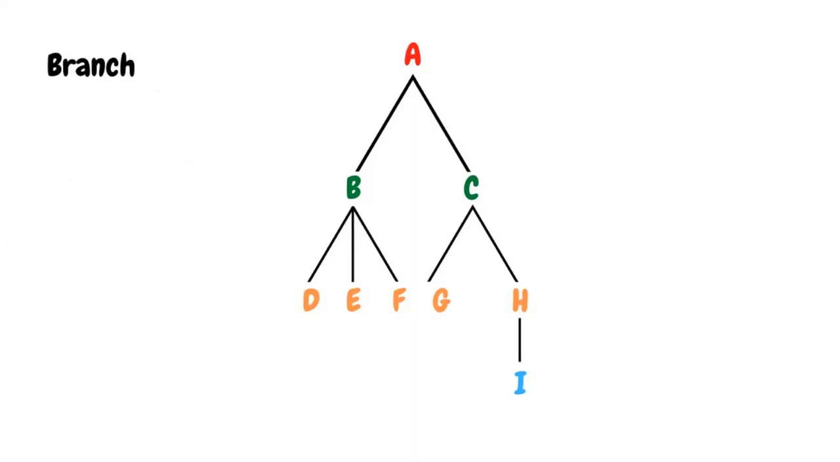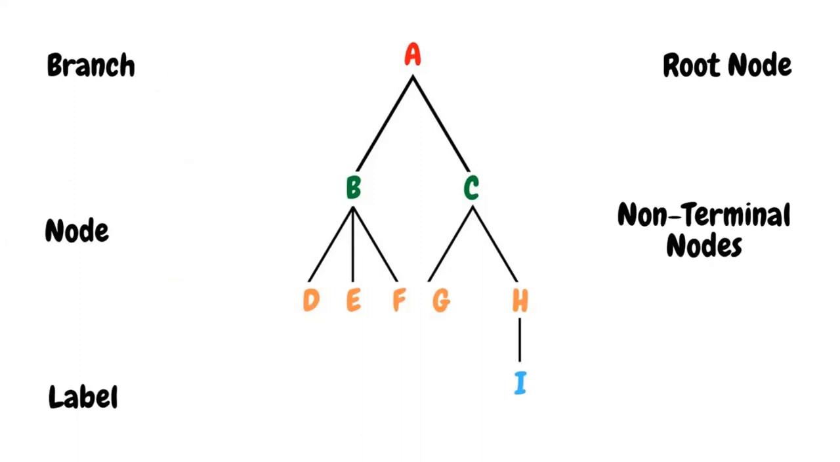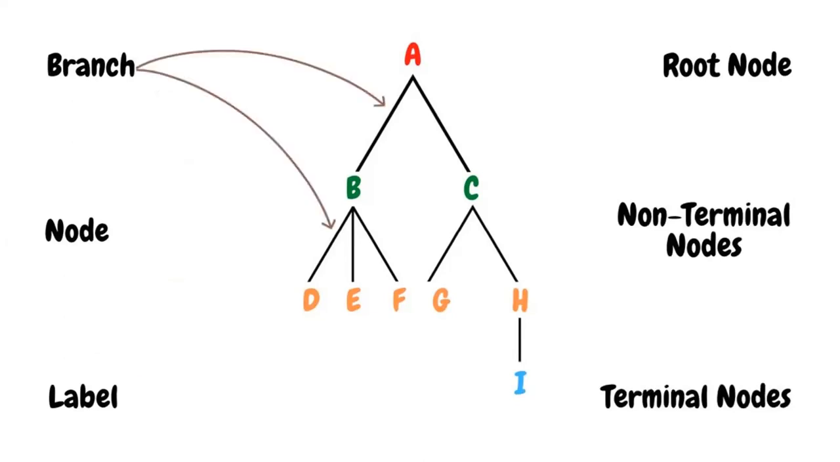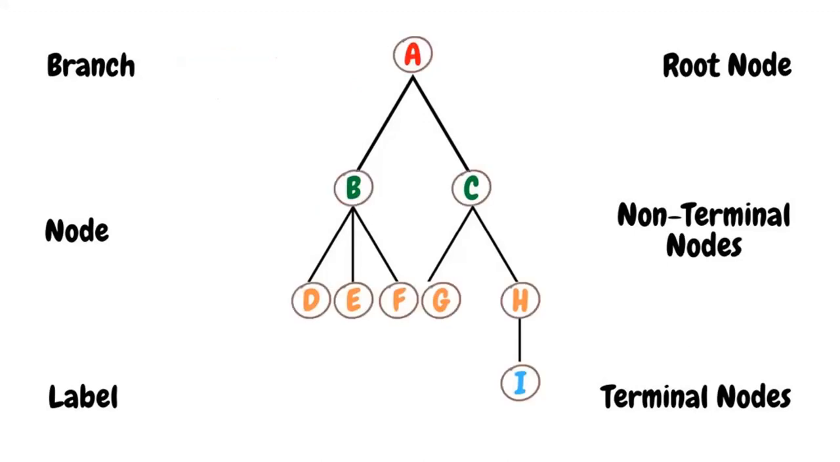So we have branch, we have node, label, root node, non-terminal nodes, and terminal nodes. So branches are just the lines that split up our nodes. So we can say that A goes to B and C, or A branches to B and A branches to C. So there's a branch connecting A and B and a branch connecting A and C. The second important thing is the nodes. And the nodes are all of our terminals and non-terminals for branches. So A, B, C, D, E, F, G, H, and I, these are all nodes in our tree.